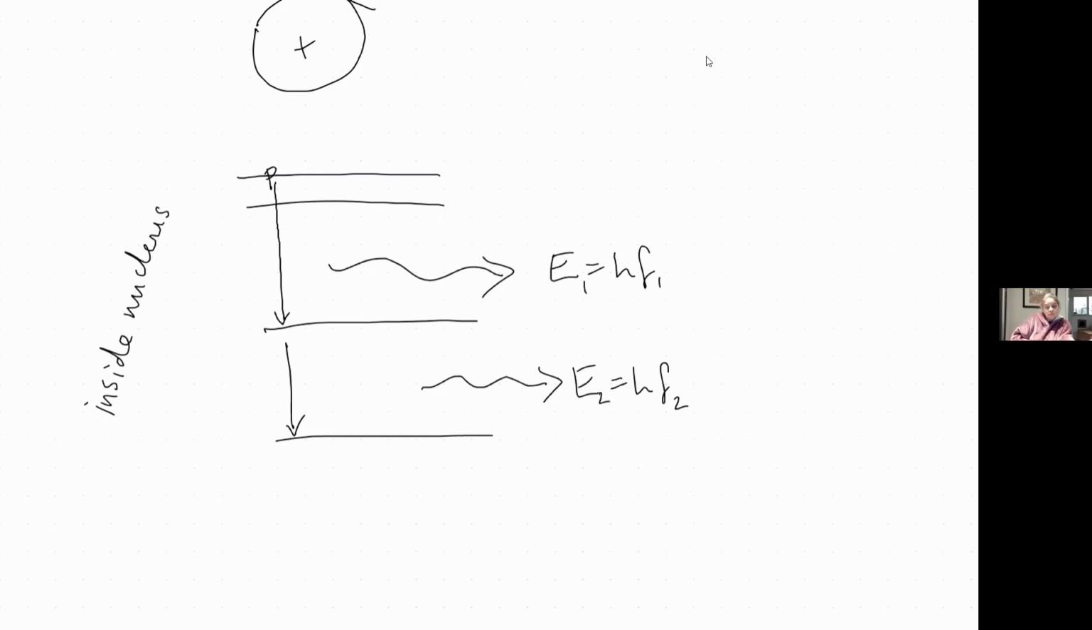So the proton is nearly 2,000 times more massive than the electron, has the same charge, although it's positive. But when it changes energy levels, the energy that's changing is much, much bigger, because we've got a much, much bigger mass. So all of these photons that come out from within the nucleus, they are all of them gamma radiation.